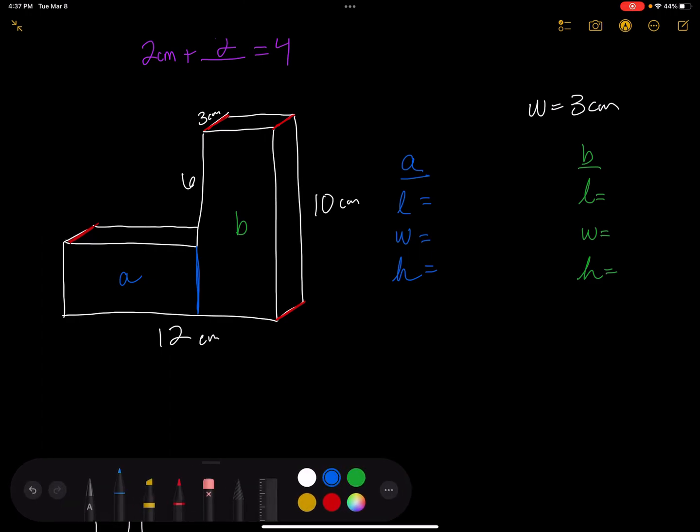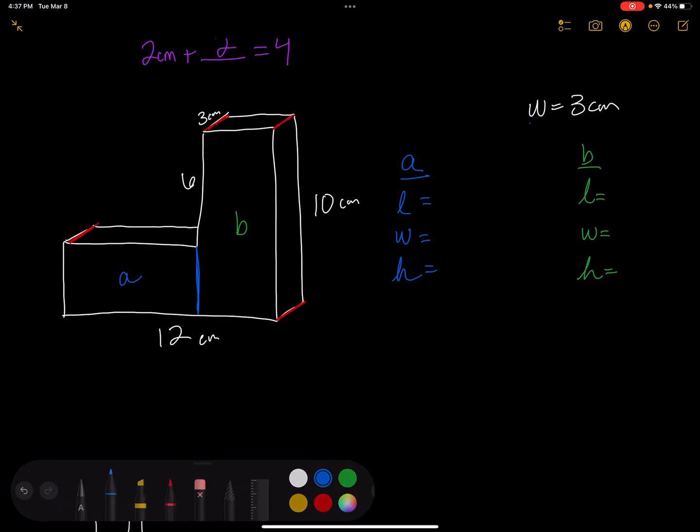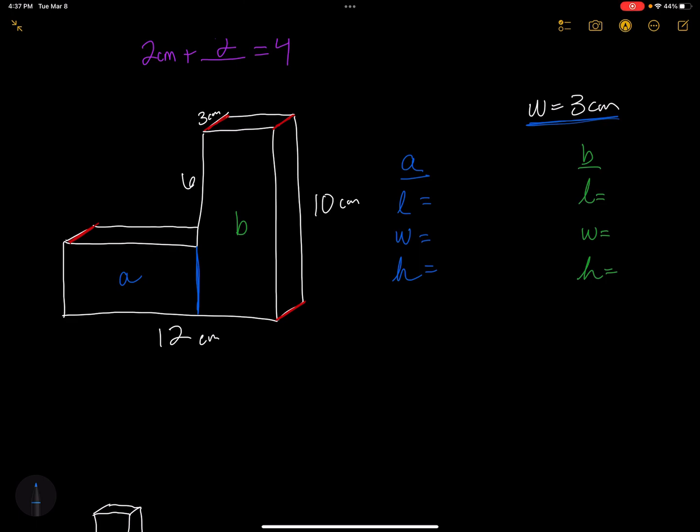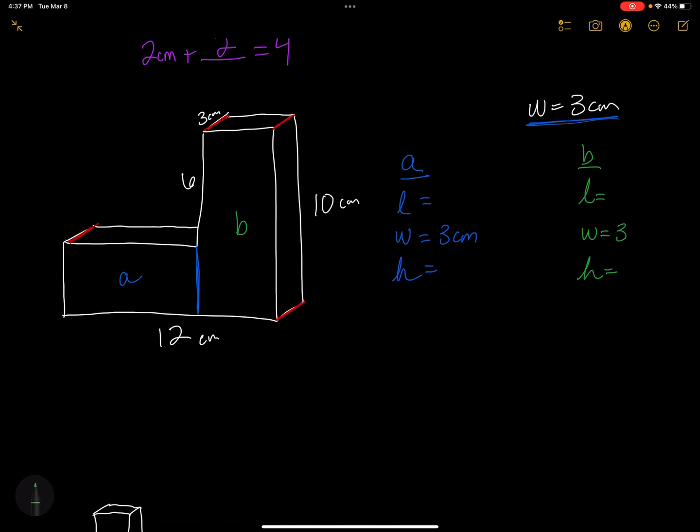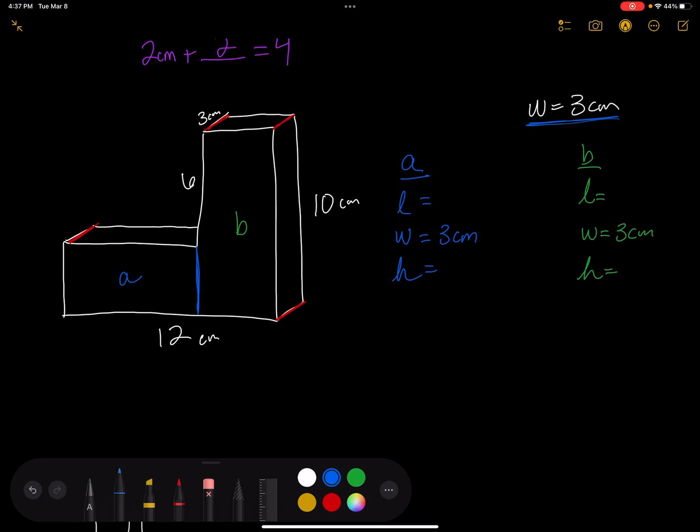Now, here's the cool part. You already found the width, right? That's why we do that in step 1. It's right there, 3 centimeters. And it's the same all the way across, so we know the width of B is going to be 3 centimeters. So really, we only have to find 2. So let's go back.